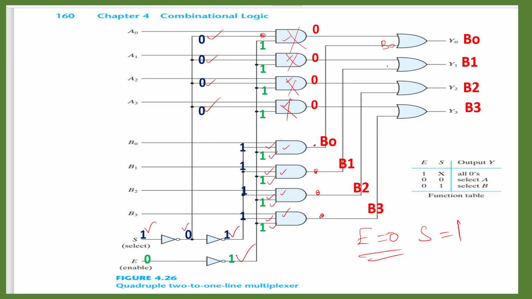Here you get B0, here you get B1, here you get B2, B3, but other inputs are 0 0 0. Anyhow, it is an OR gate, right? So these OR gates will be supplying at the output Y0 as B0, Y1 as B1, Y2 as B2, and Y3 as B3. So it selects B. This selects A for the condition 0 0. Okay, so we got it.